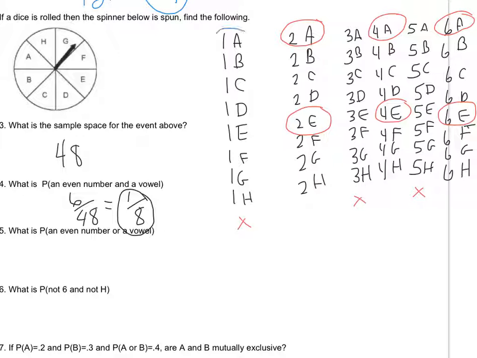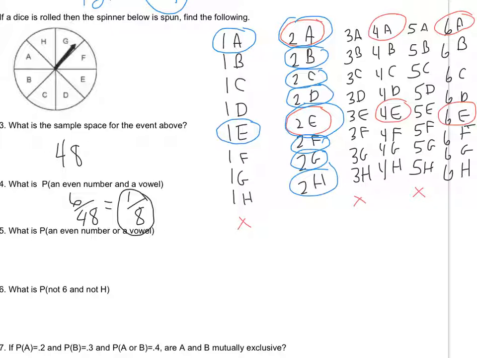So if I think about 1A, that would work. And 1E would work because they have a vowel. It doesn't have to have both because it says the word or. 2A would of course still work. 2E would still of course work. But so would 2B because that was an even number. And 2D, and 2C, and 2F, and 2G, and 2H.